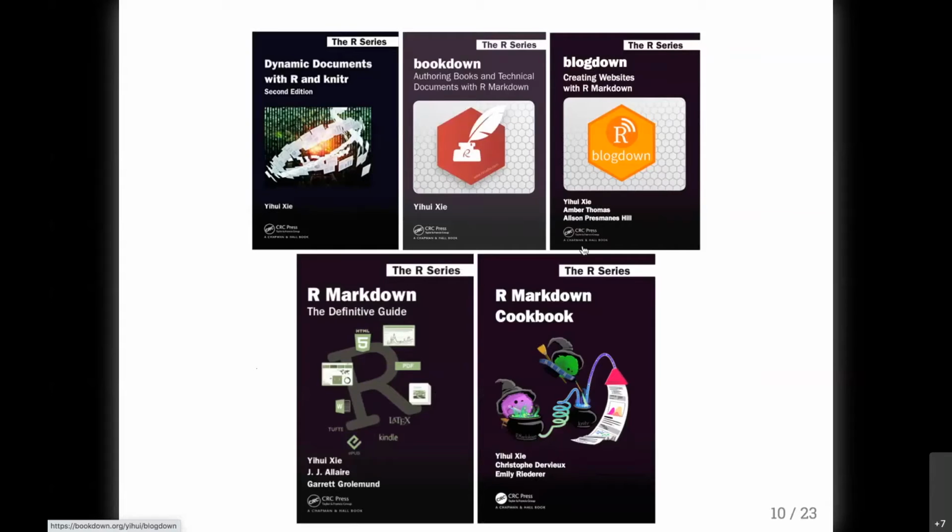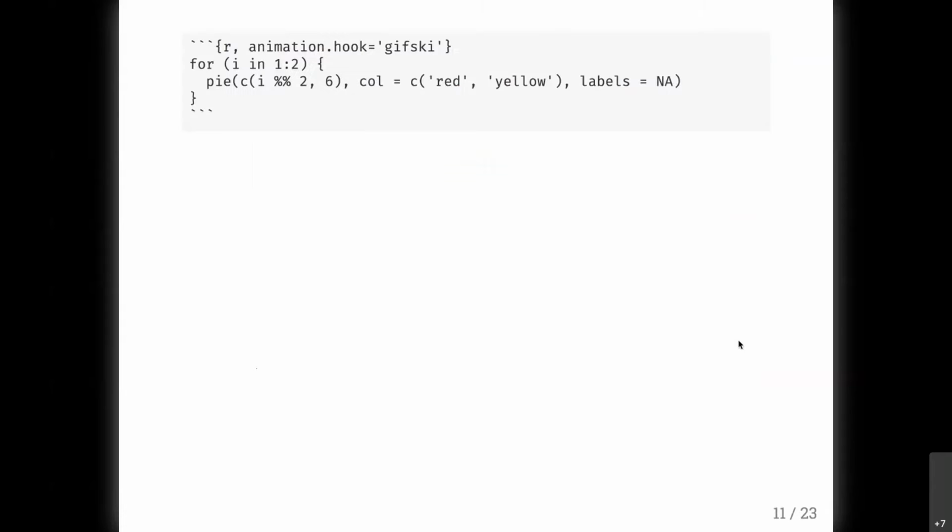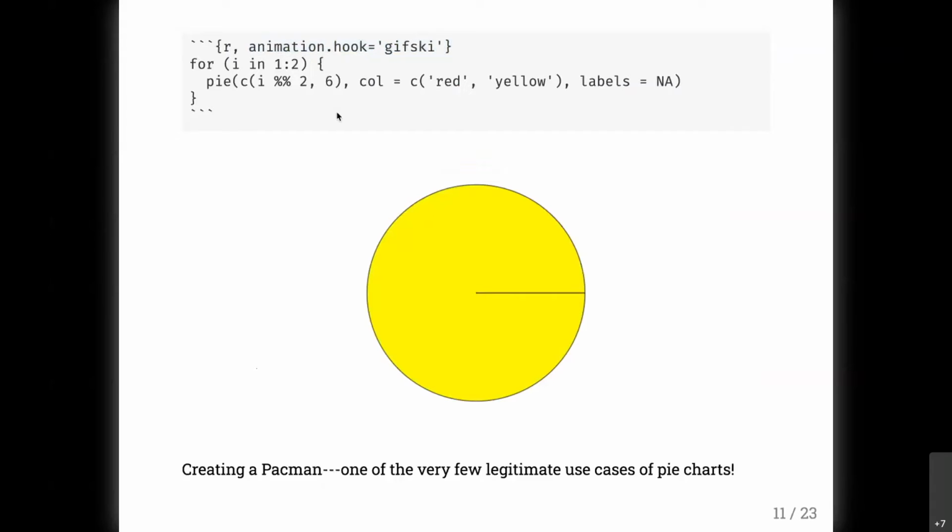You can read them free online. And just to show you a quick example of some of the potential of Knitr and R Markdown. So basically for this code chunk, you just specify a chunk option in the chunk header, and then you get an animation easily from this R Markdown code chunk.